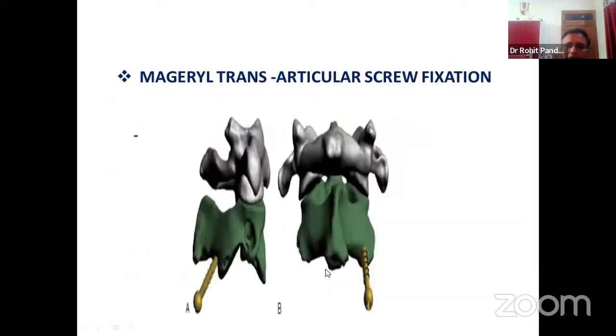So this is how the trajectory looks like. If the entry point is 2 to 3 mm superior and lateral to the medial aspect of the C2-C3 facet joint, it follows the pars, it crosses the joint and enters the C1 arch.